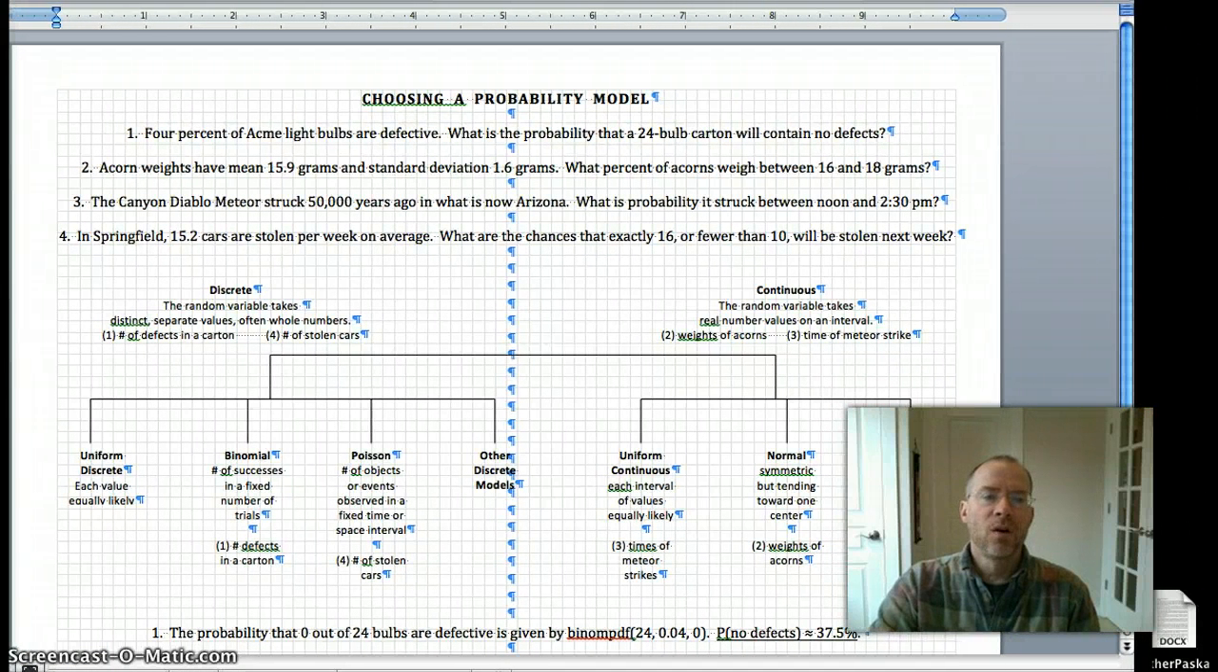And then as you get into the homework after the activity, you might want to open up this document that's also on Moodle, or I may have included it in your handout packet, called Choosing a Probability Model.